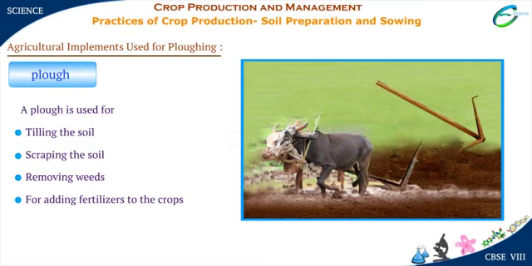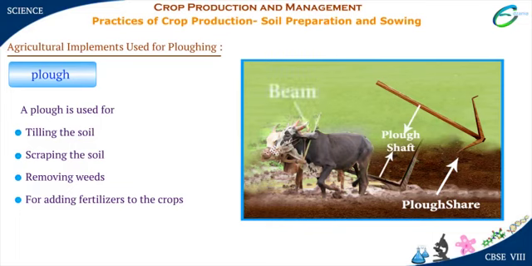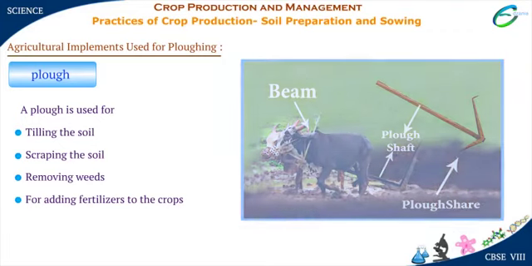A plow contains a strong triangular iron strip called plowshare. A long log of wood, which is called the plow shaft, is the main part of the plow. There is a handle at one end of the shaft. The other end is attached to a beam which is placed on the bull's necks.